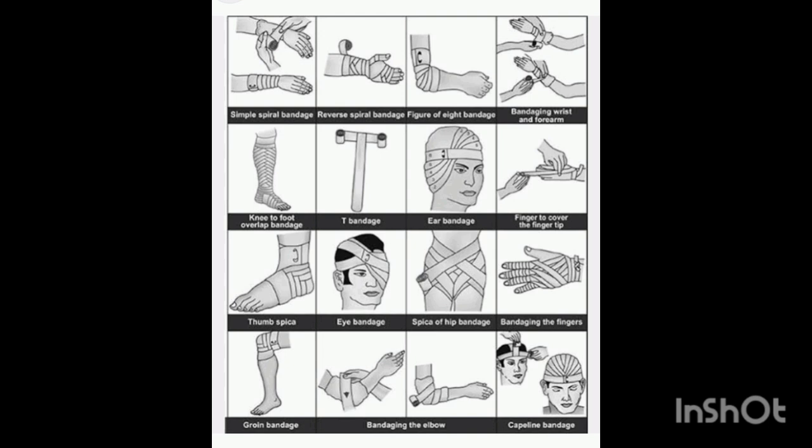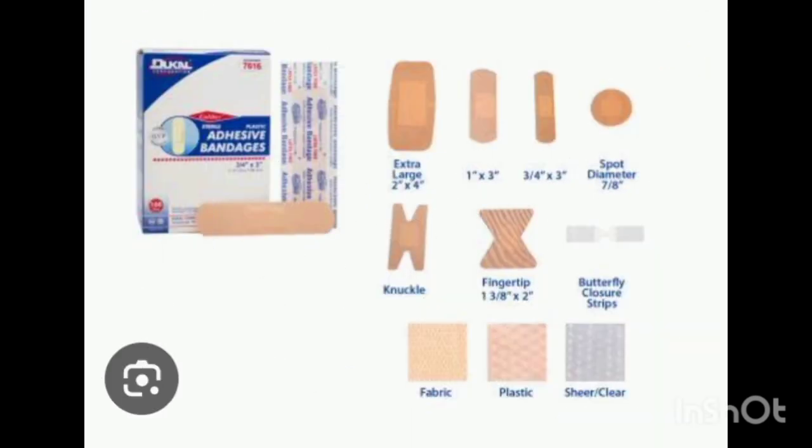6. Cravat bandage. A long, narrow bandage for supporting neck or head injuries. 7. Roller bandage. A cylindrical bandage for wrapping limbs or body parts.